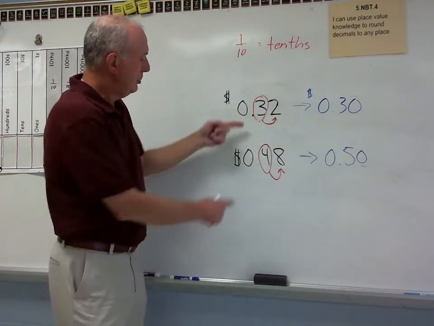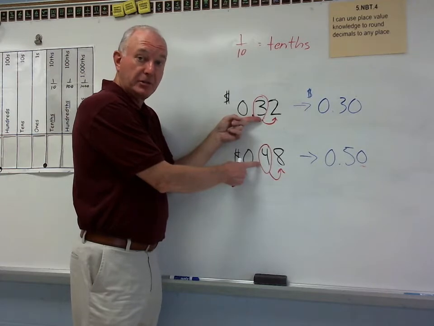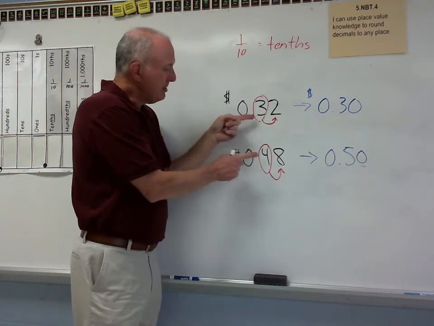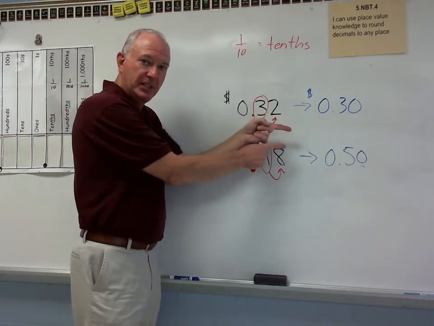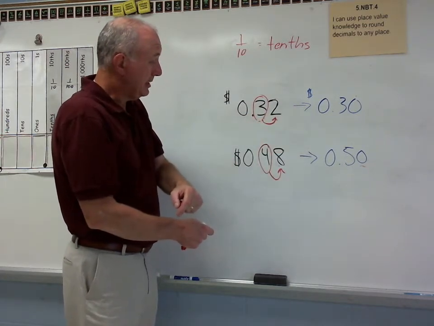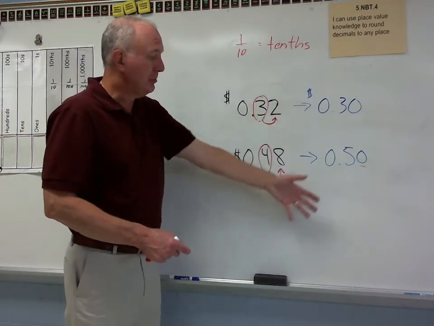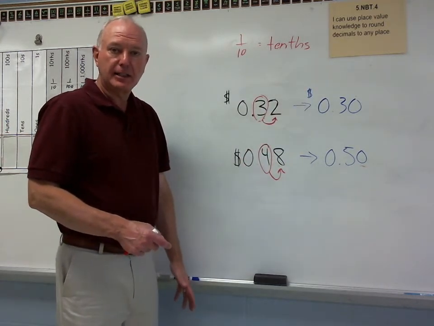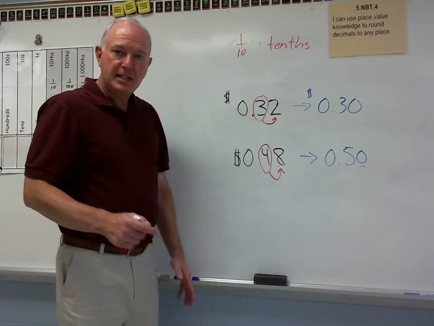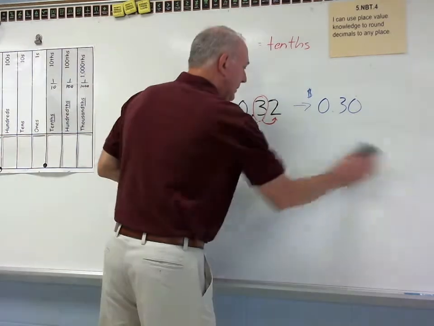In fact, whatever you're rounding to, whatever you put the round circle around, everything behind it will become zeros. And in fact, if it's behind a decimal point, sometimes you can even erase it. This time we won't. We're dealing with money, so we really need that to look like that. But that's basically what you're doing. Let me give you an example, and I want you to work this.